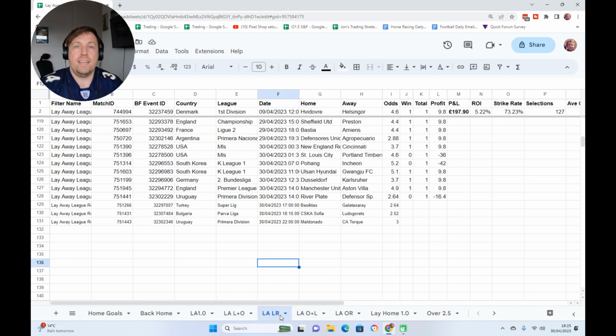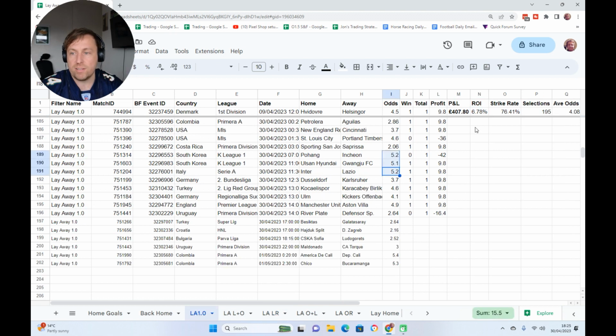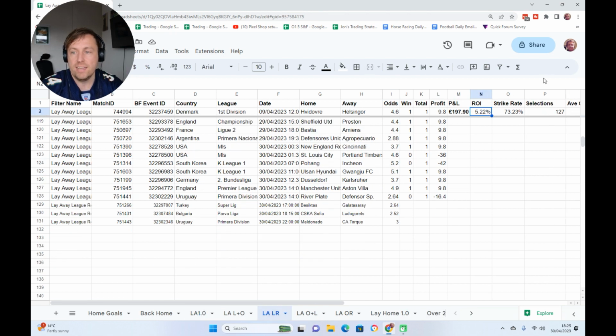So next one is leagues restricted. So all I've done here is remove the bad leagues. So we've still got the high odds. Yeah, £197 profit, so more profit, but actually a worse ROI. And I'll just have a quick double check here. Yeah, 6.78 to 5.22. Actually a worse ROI than the original version.